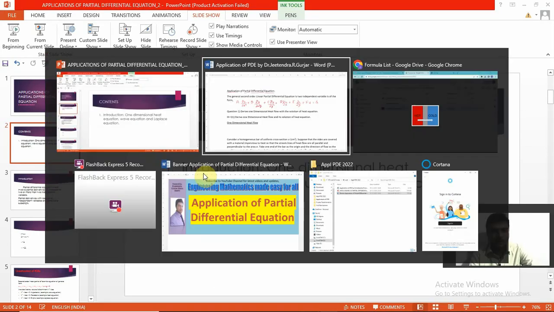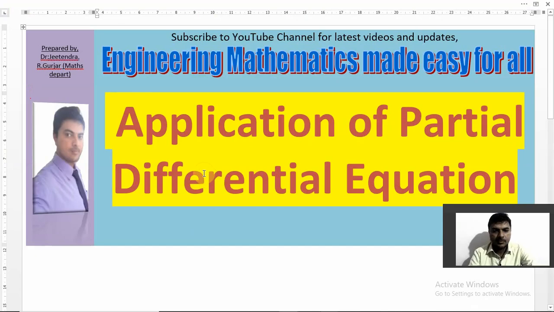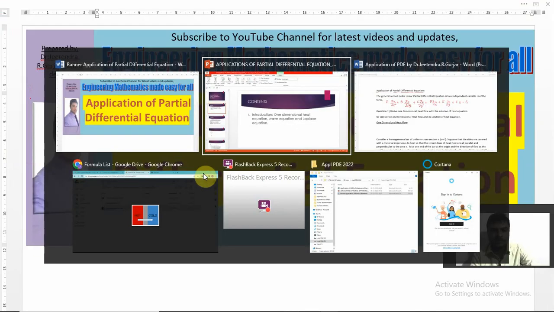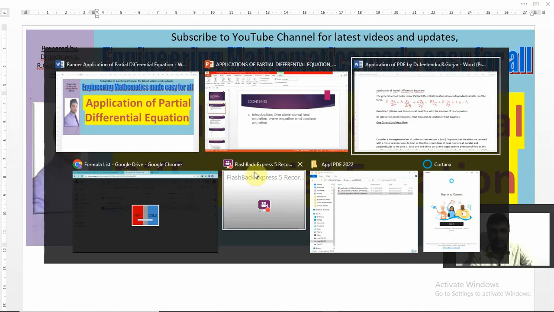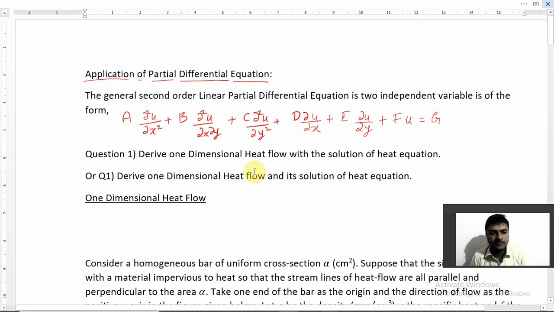You can see I have prepared this partial differential equation application, and we are going to derive this now. Whenever they give such type of questions, students, first you have to derive the equation, then you are going to find the solution. Please remember, derivation is different, and derivation of solution is different. So there are two concepts you have to remember and represent as it is in the exam.